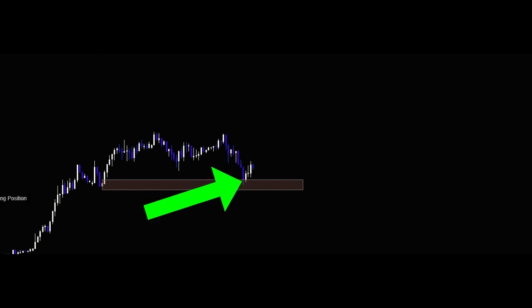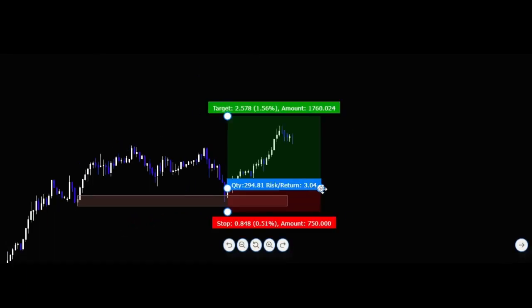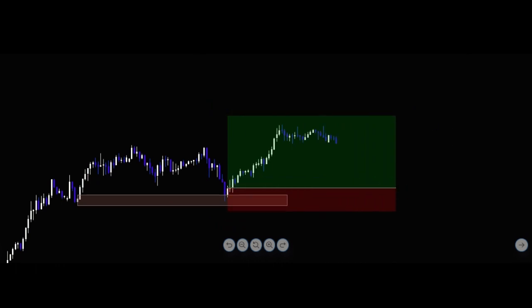Here is our entry point as the price reached the zone again. We would keep our risk to reward ratio at 3:1. And as you can see that we ended up making a profitable trade. Now let us look at an example of a bearish scenario.